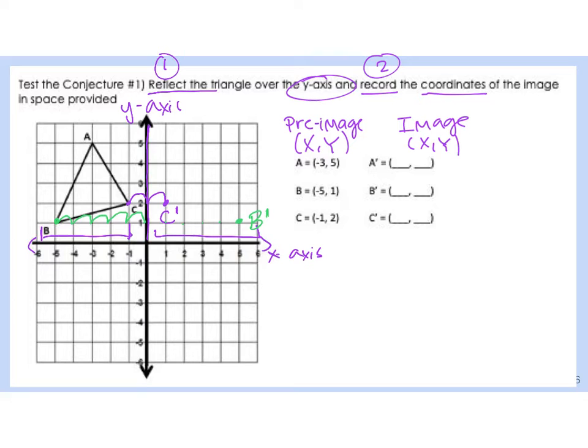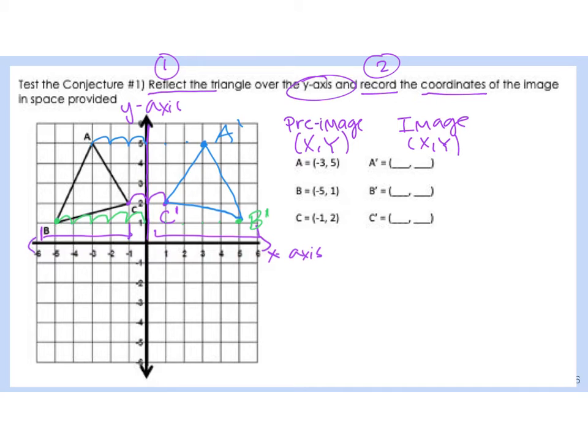For A, it's 1, 2, 3 spaces from the y-axis. So I go 1, 2, 3 spaces the other direction. I don't have a straight edge, so I'm going to do my best. In Pear Deck, use the line function. So here is my image.